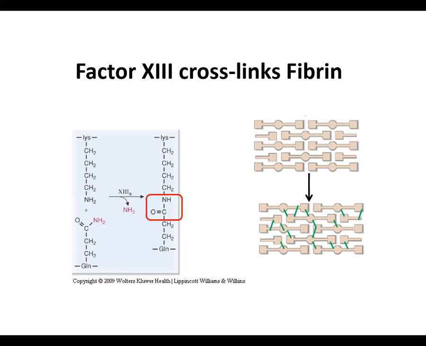The figure on the right shows the organization of the soft clot, which is very systematic, and the organization of the hard clot that is formed following the cross-linking reaction. And in the hard clot, the cross-links are shown as green lines. And note that the lines are between the various fibrin monomers or fibrin monomer units with each other.